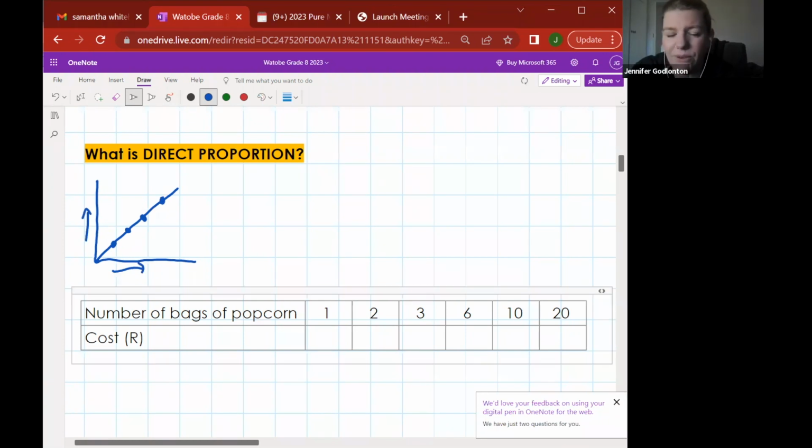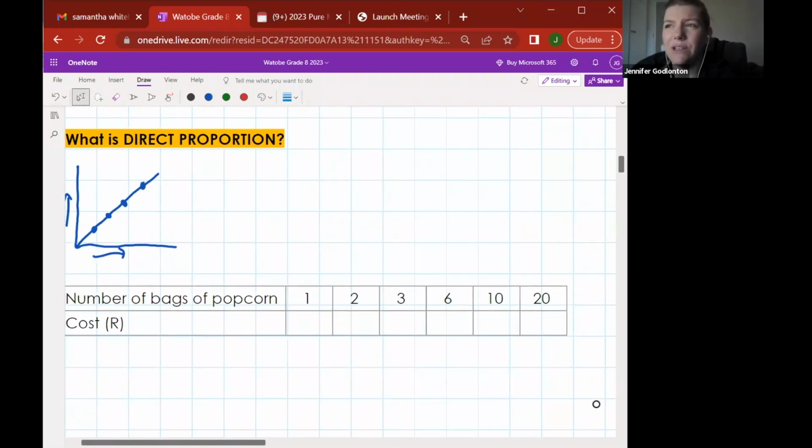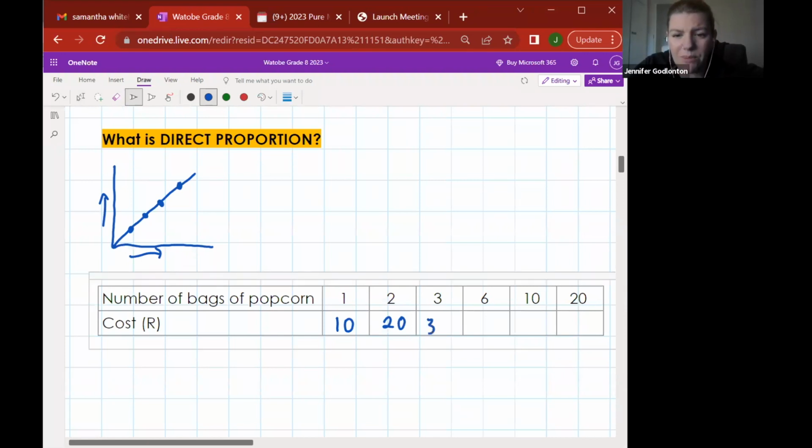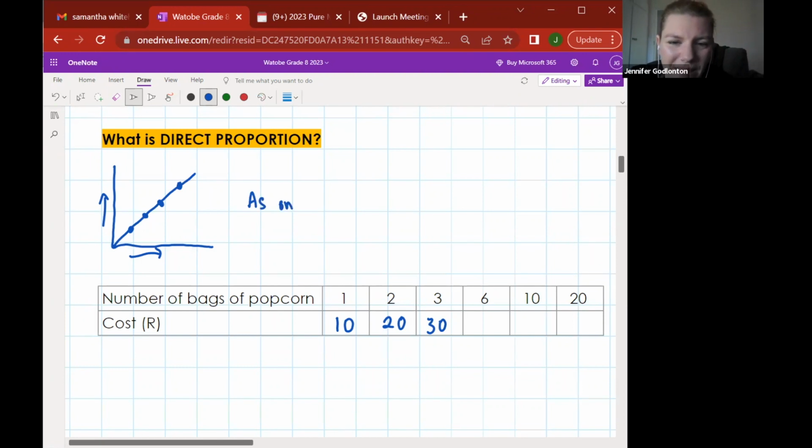So when we're looking at this, just think if you were at a shop and you wanted to buy one bag of popcorn, and let's say one bag of popcorn was 10 Rand. If you bought 2 bags of popcorn, it would be 20 Rand. If you bought 3 bags of popcorn, it would be 30 Rand. If you bought 6 bags of popcorn, how much would that cost? Who can give me that answer for that next little block? Beautiful, exactly 60. Nice job.